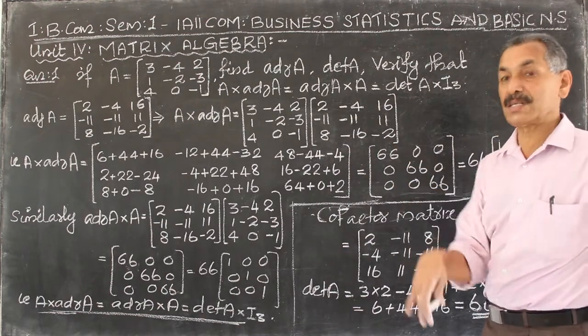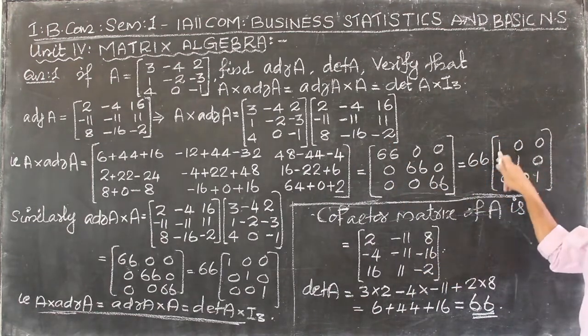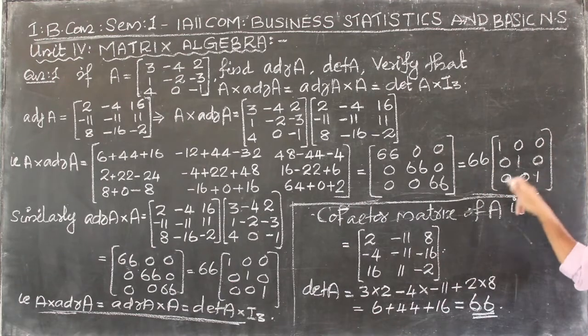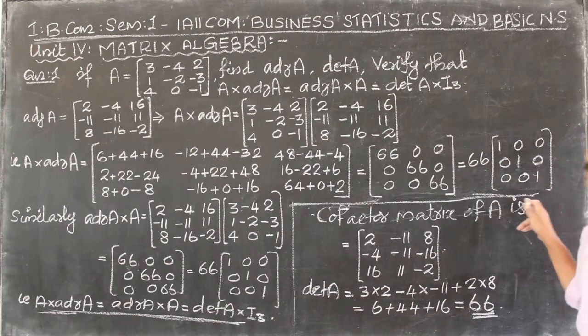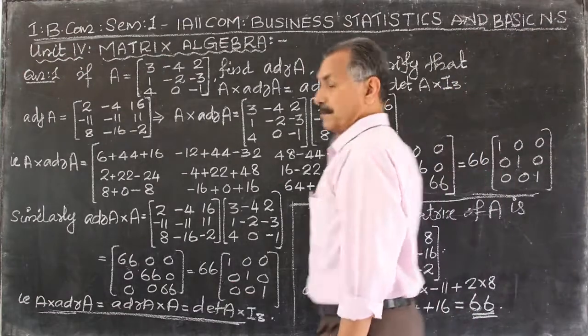From this take 66 outside. 66 into 1, 0, 0, 0, 1, 0, 0, 0, 1. So this is A into adjoint A.